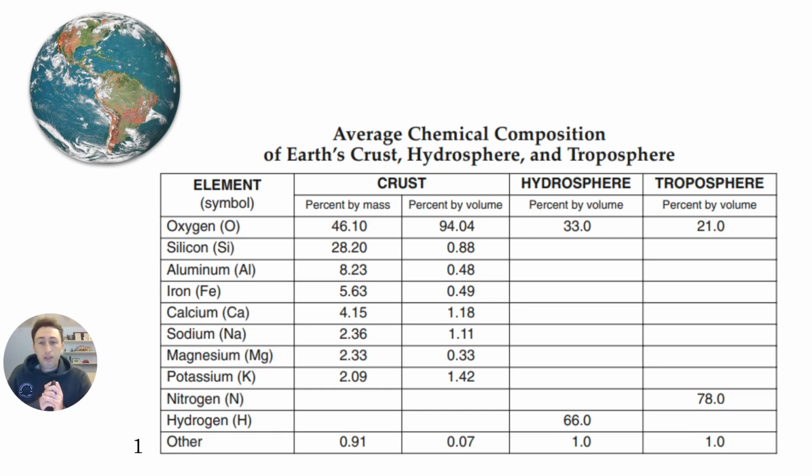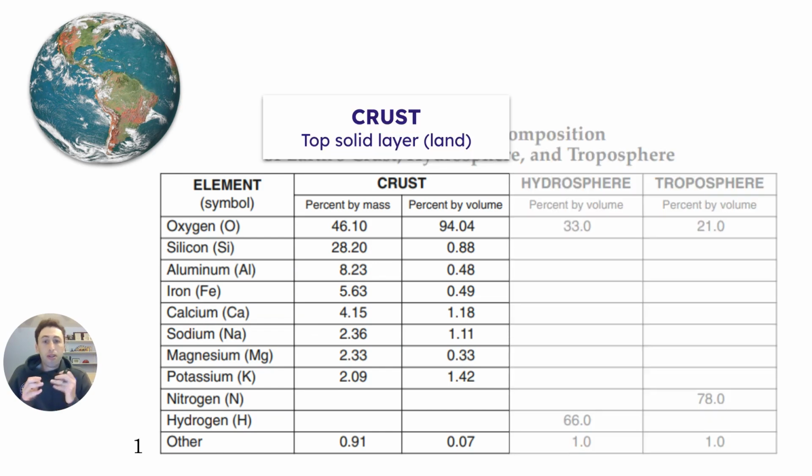Again, everything in the universe is made up of atoms, of elements, and these elements come together to make up different compounds. So you have different parts of Earth. You have the crust. That is the top solid layer of the Earth. That's what we're standing on, the crust, the land.